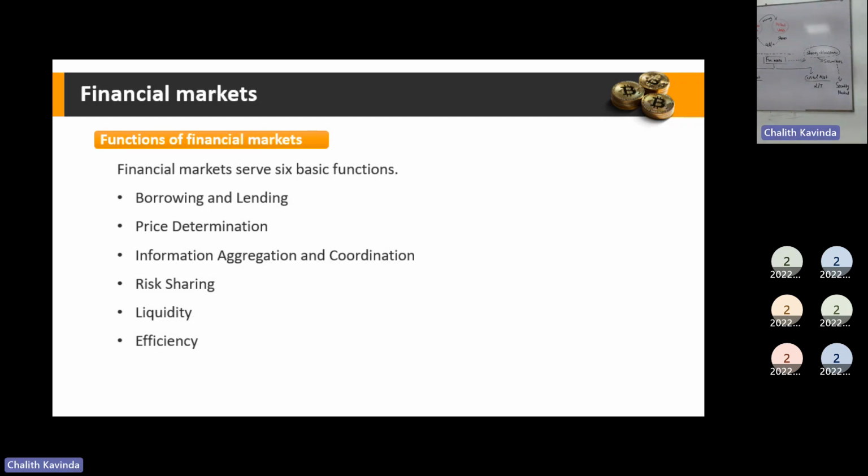For example, if you consider shares, based on the demand and supply, the share price will be bigger. And based on the bidding system in the treasury bill market, yields are determined simply based on demand and supply. Then information aggregation and coordination. A lot of information is distributed among investors about a particular product and certain procedures.